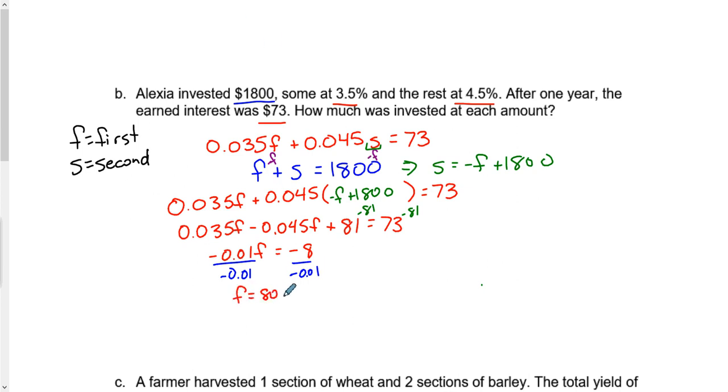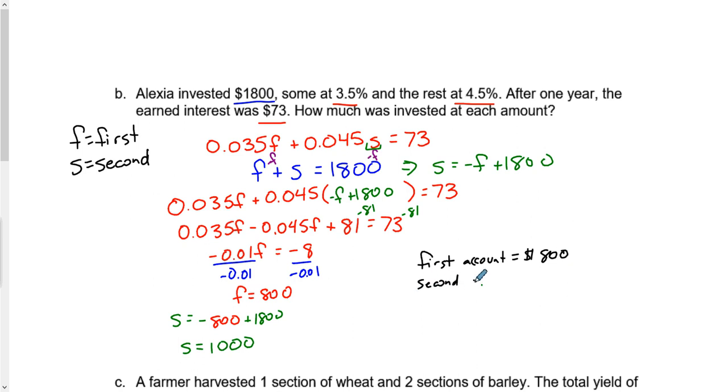My F value, 800. So if my F value is 800 and S is negative 800 plus 1,800, it'd be 1,000, meaning the first account, F, means that Alexia had invested $800 in that first account.